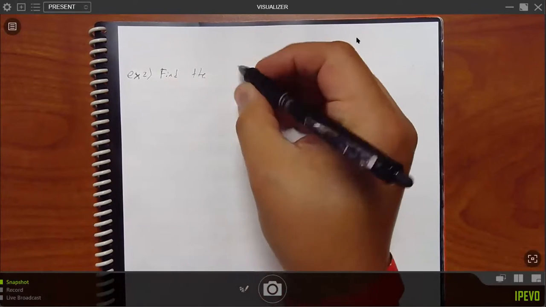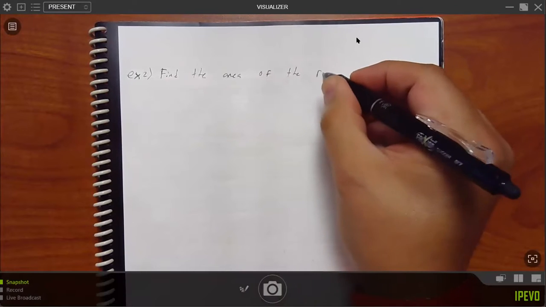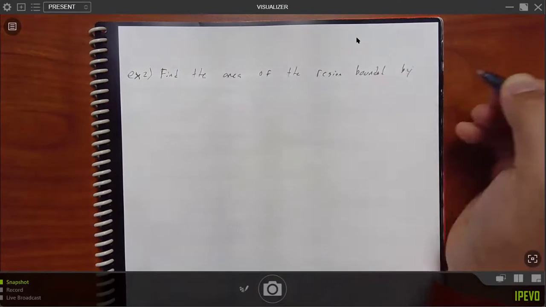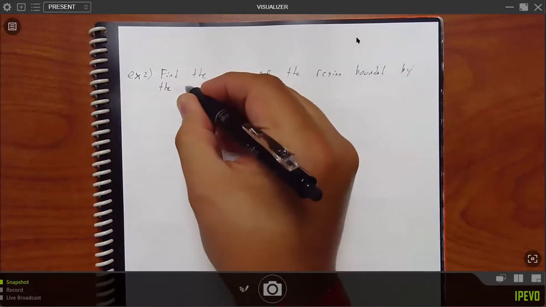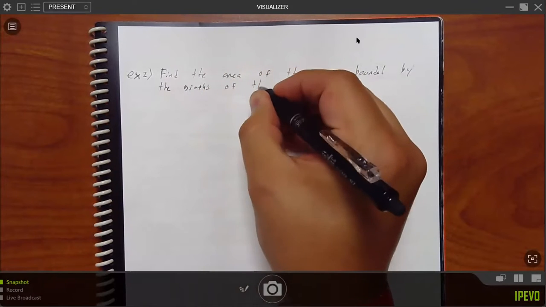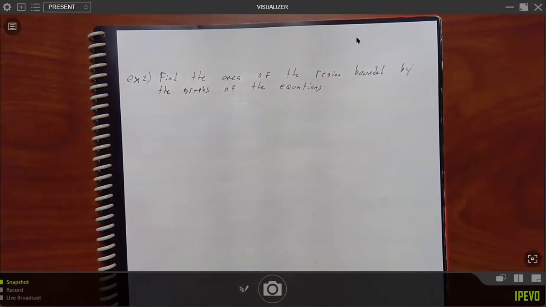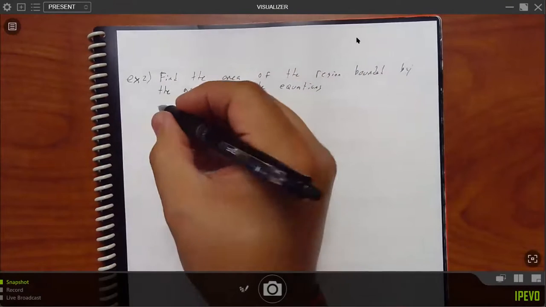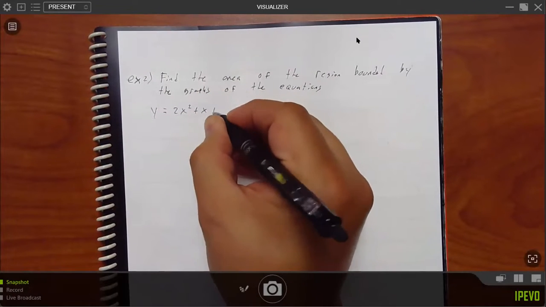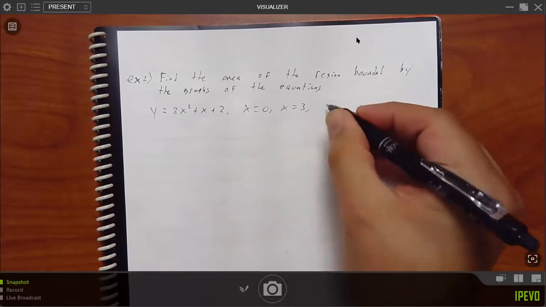So find the area, example 2, of the region bounded by the graphs of the equations. Equations, it's a plural. So we've got y equals 2x squared plus x plus 2, x equals 0, x equals 3, y equals 0.